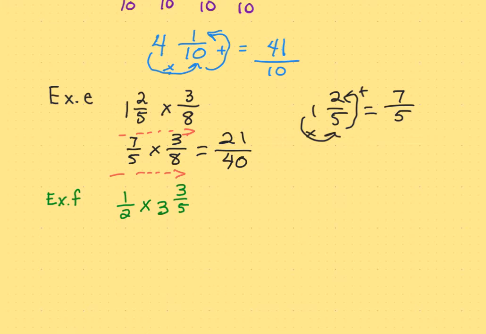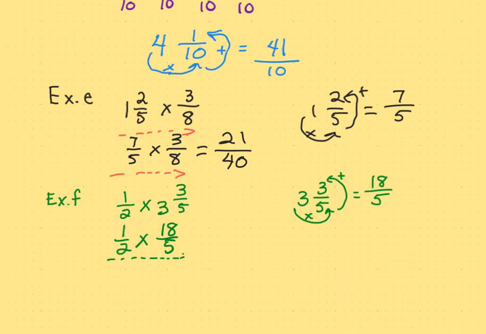All right, here's example F. I have 1/2 times 3 and 3/5. I have 1 fraction times a mixed number. Okay, so 3 and 3/5 equals 18/5. So 1/2 times 18/5. Once again, I'm going to multiply straight across. Okay, and 1 times 18 is 18, and 2 times 5 is 10. Oh wait, that's not in lowest terms, because 18 and 10 both have a factor of 2. So I'm going to divide by 1 in the form of 2/2. I'm going to get 9/5.